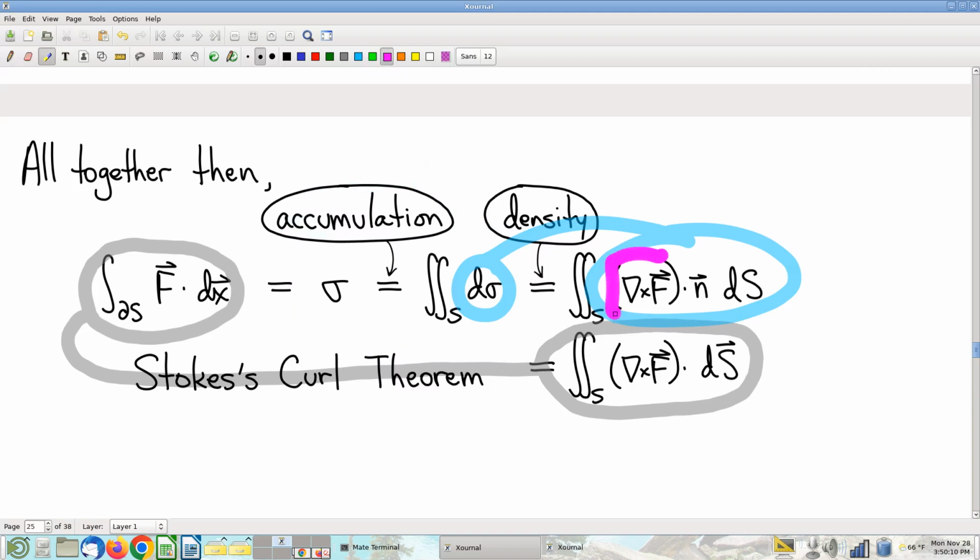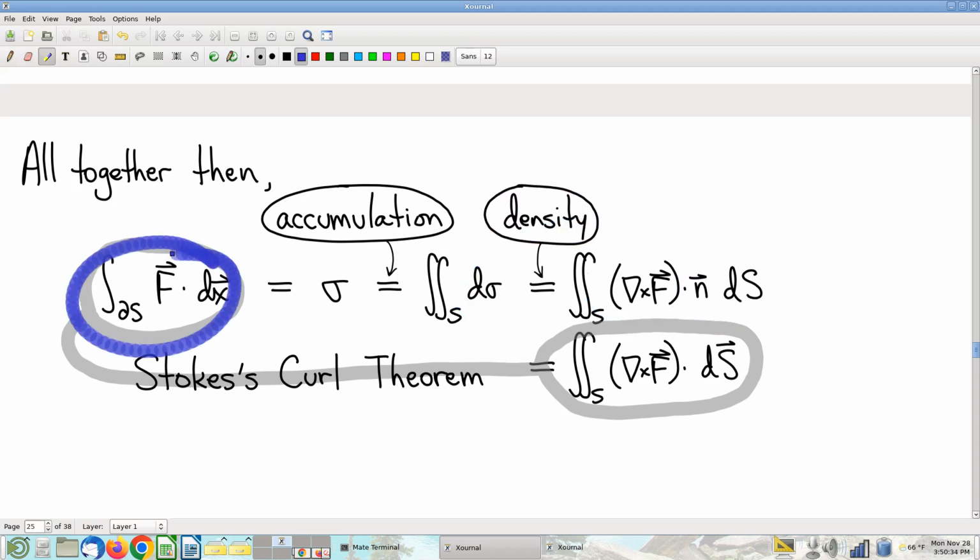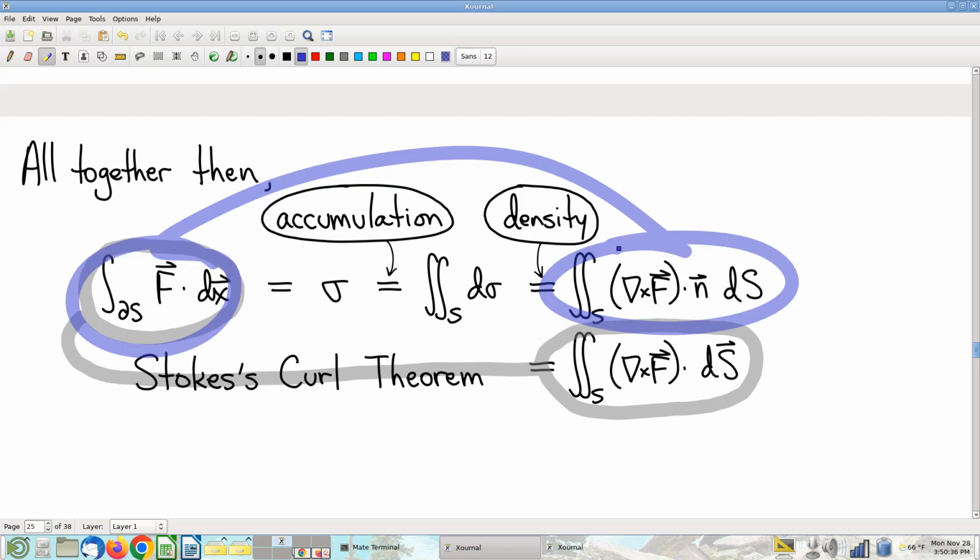And here it is, a reminder, just from the previous page. That's what the density is. Density is curl F dot N. That gives you, of course, stuff, aka circulation, per unit size, aka surface area. Stuff per unit size. So that's our density. And you could draw a line right there and call that Stokes' curl theorem, and that is fine and dandy. Some books write it that way, and there's nothing wrong with that.